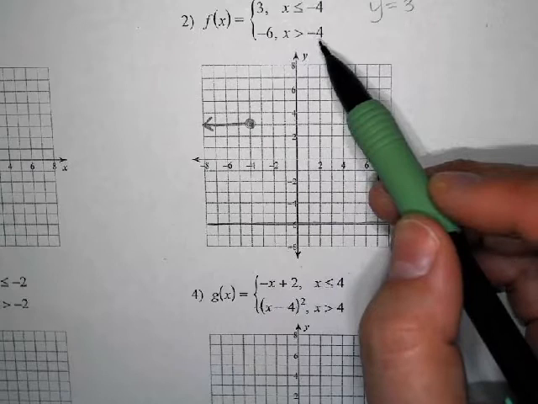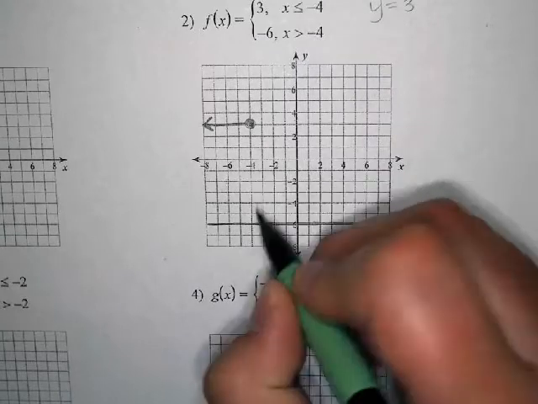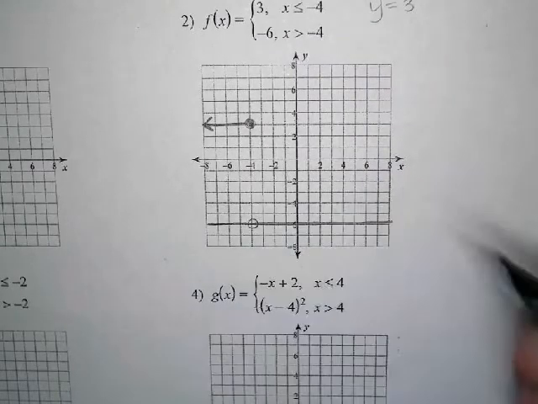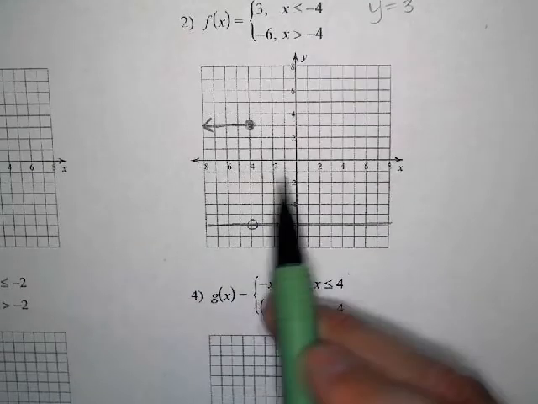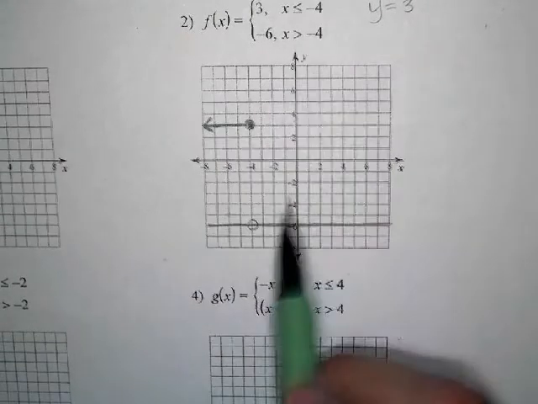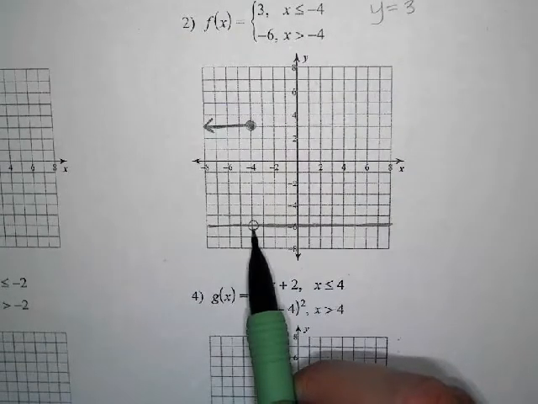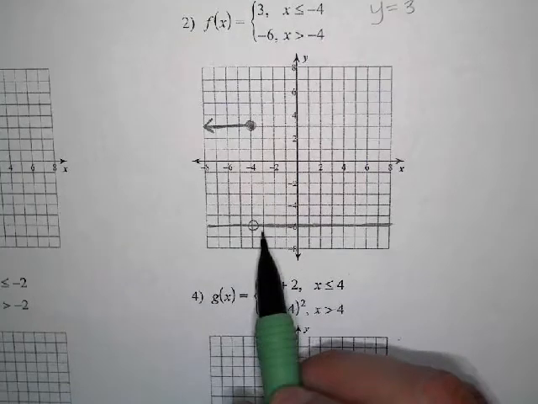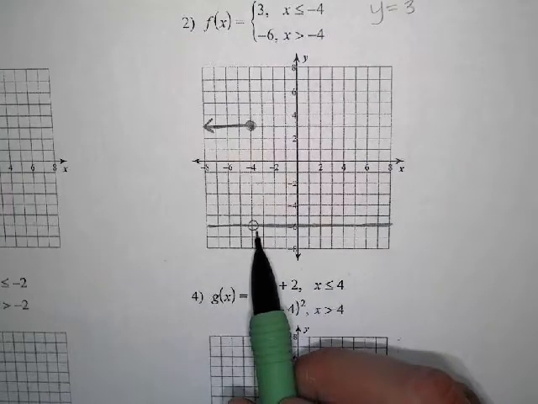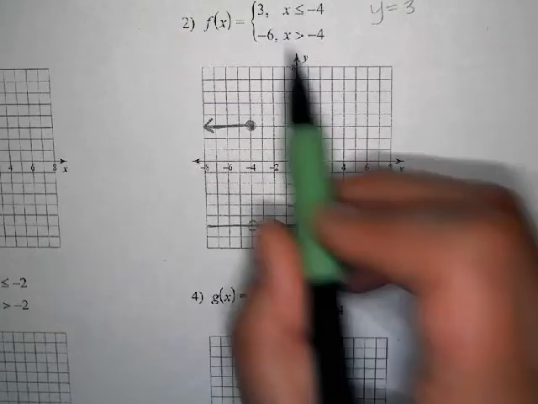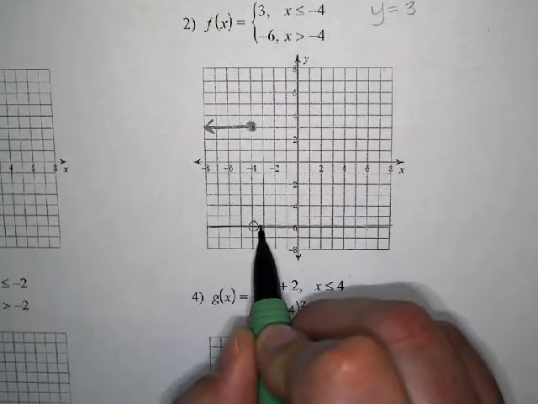And based on the symbol, should I fill that circle in or not fill it in? Don't fill it in. And then what part am I going to keep? I'm going to keep the right side because the arrow is going to the right. So I'm keeping this part, making it dark, and then erasing the left side.